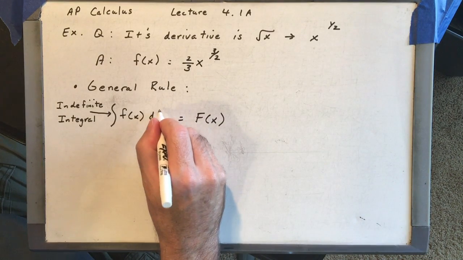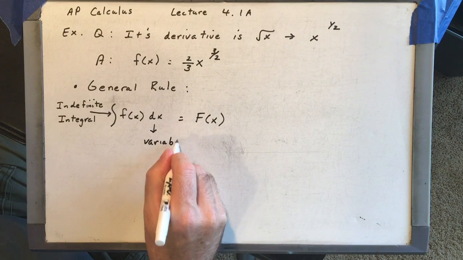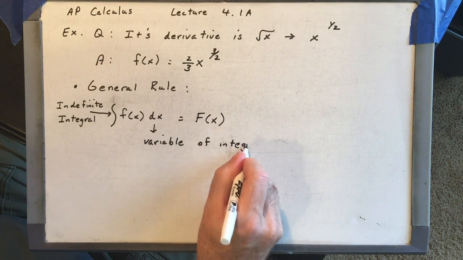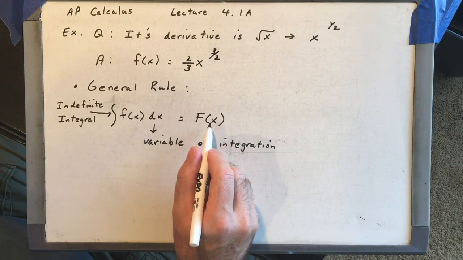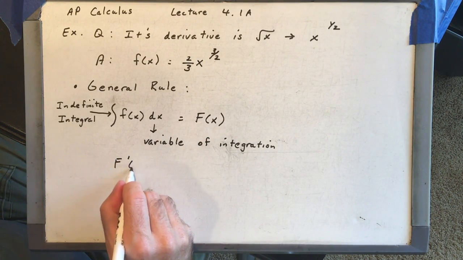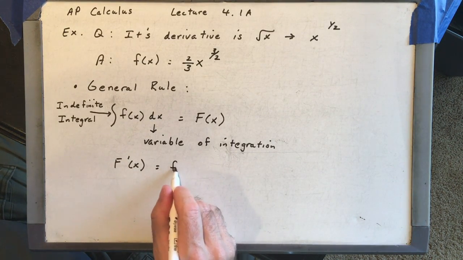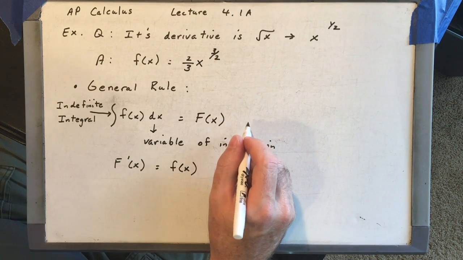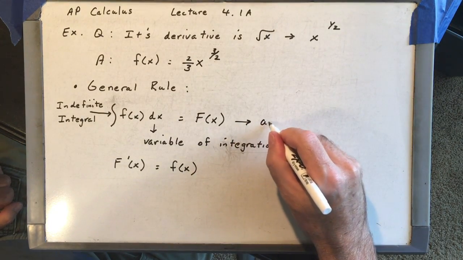All right? Dx is the variable of integration. All right, so you get the big parent function there. If I were to take the derivative of that big parent function, big F prime of x, you're just going to get little f of x. All right, so big F of x is what we call the antiderivative.